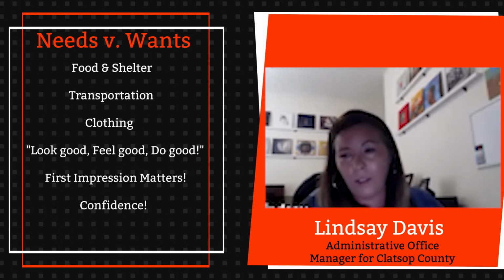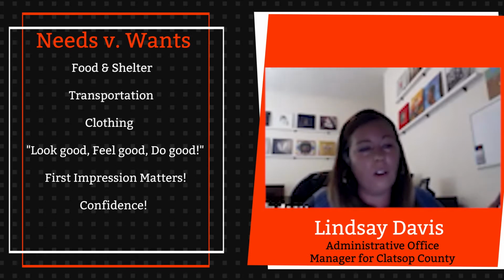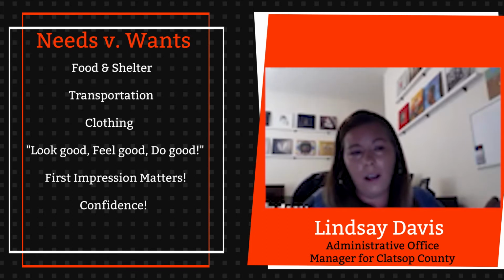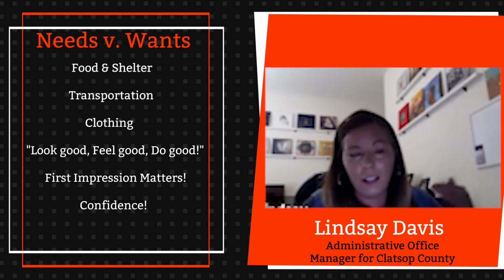Really defining what those needs and wants are will help you pivot on a dime, literally, if that's all you have in your pocket. We all know food is very much a need. Shelter is a need. Transportation to get you to and from. There are so many various types of transportation and levels of expenses related to that. And then number 4, clothing. That is absolutely a need.